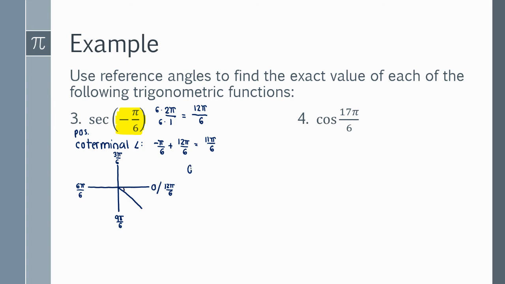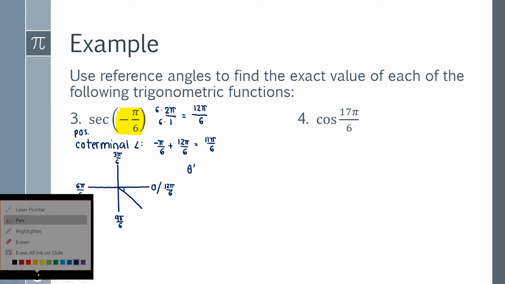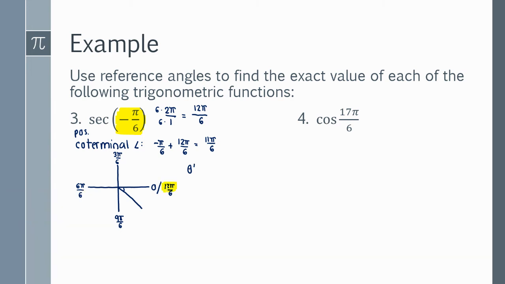To find that reference angle, I am closer to that 12 pi over 6 than I am to that 6 pi over 6. So I'm going to take 12 pi over 6 and subtract 11 pi over 6. Notice that we then have a positive pi over 6, which, if you think about what it is in degrees, is a 30-degree angle.